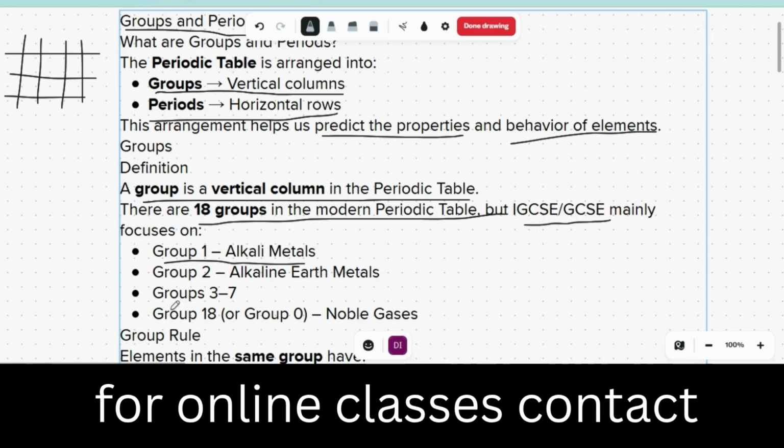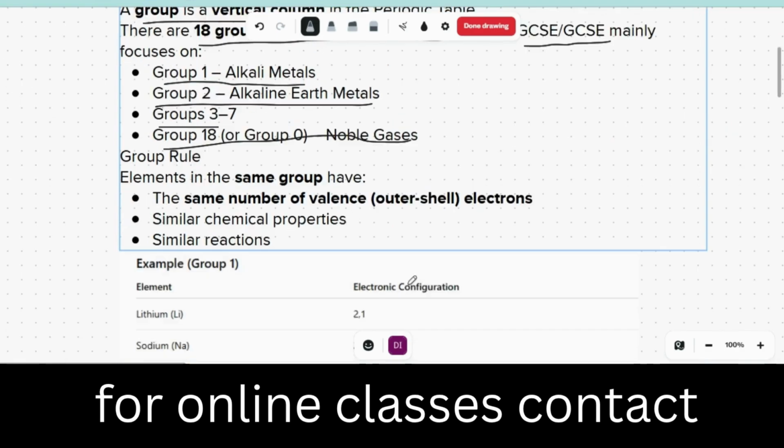group 1, the alkali metals, group 2, the alkaline earth metals, group 7, and group 18, which is called the noble gases. Group rule: elements in the same group have the same number of valence electrons in the outermost shell.